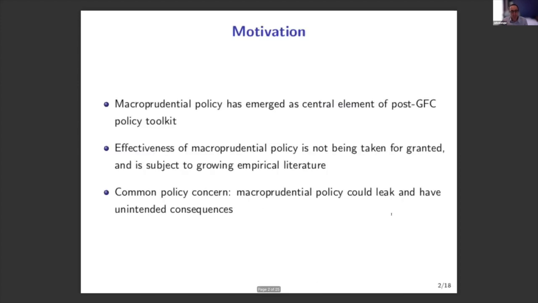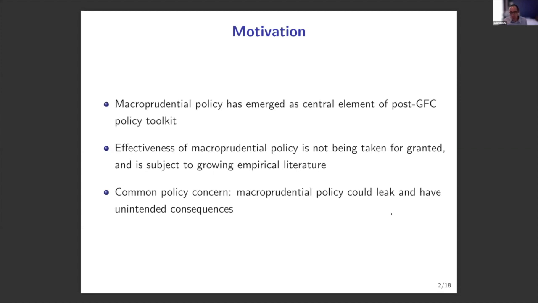Okay, so the motivation for this paper has to do with the fact that macroprudential policy has, as you all know, emerged as a key element of the post-GFC policy toolkit, both in advanced economies and emerging markets. However, the effectiveness of macroprudential policy is not being taken for granted. There is actually a growing empirical literature trying to measure how macroprudential policy works and how it transmits to the economy. One first order concern that many people have is that macroprudential policy could leak, could easily be evaded, and that this could have unintended consequences.